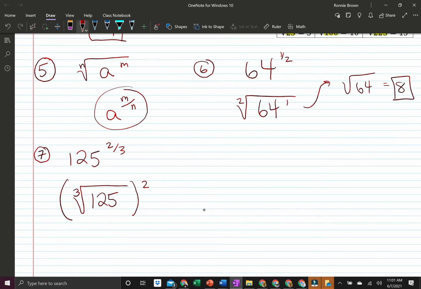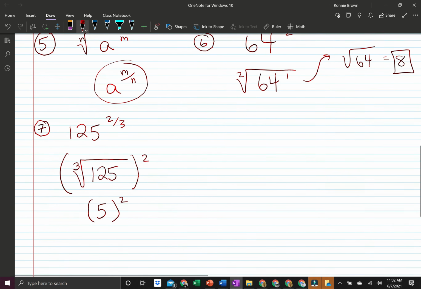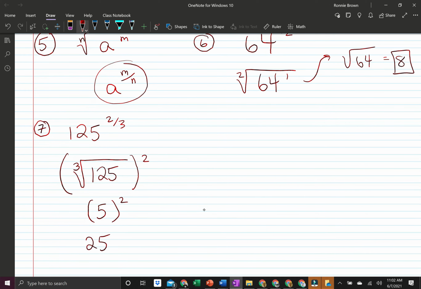So what's the cube root of 125? That means what number times itself 3 times makes 125. What number times itself 3 times is 125, and I believe that's 5, right? 5 times 5 is 25, times another 5 is 125. So we've taken the cube root, which is 5, but we still have to raise it to the 2nd power, and raising it to the 2nd power, we get 25.